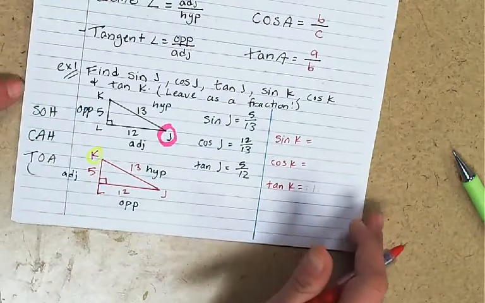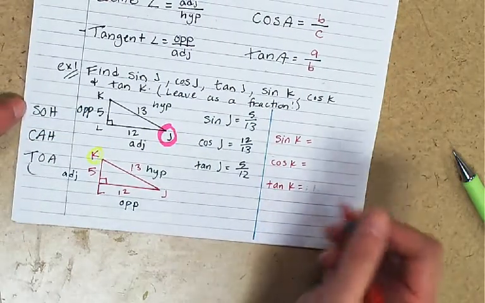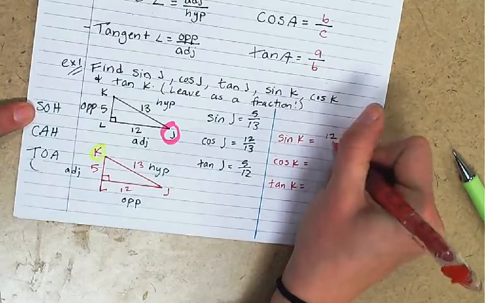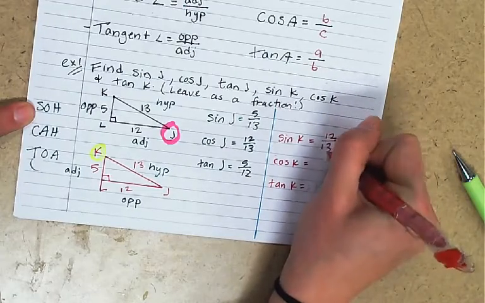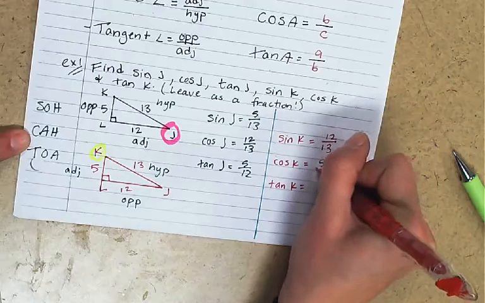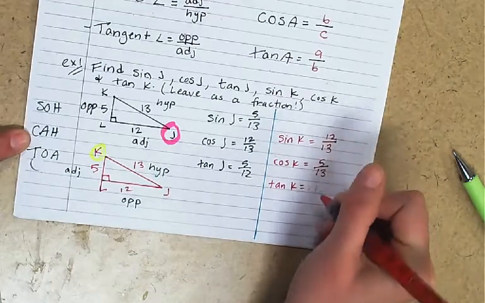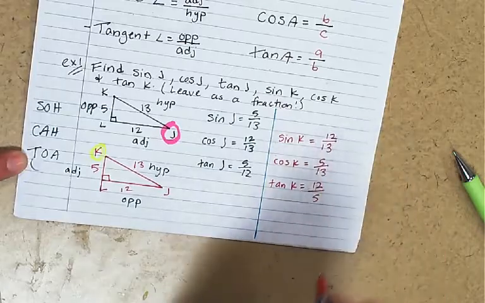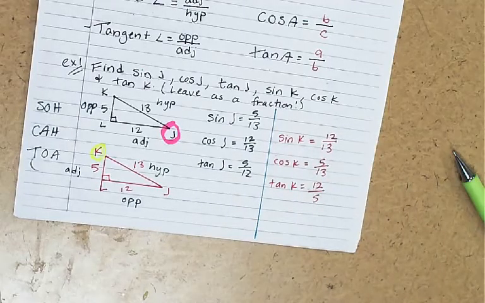Now we're going to do the SOHCAHTOA part. Sine is opposite over hypotenuse. Cosine is adjacent over hypotenuse. And tangent is the opposite over the adjacent. Just leave it as 12/5. Don't write a decimal. We're going to leave improper fractions there.